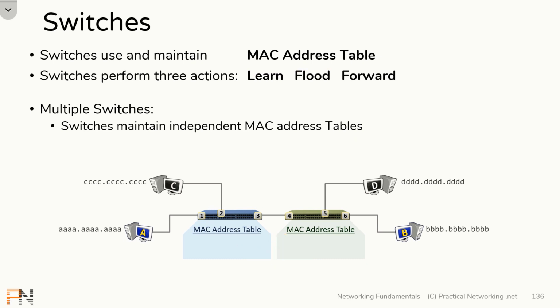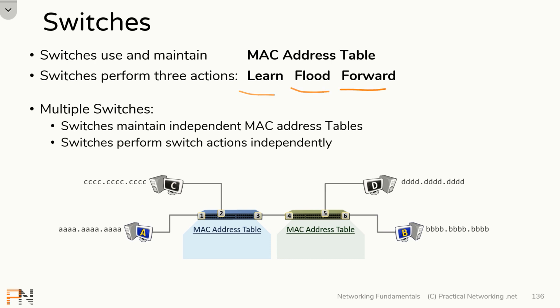They're simply both going to perform these three actions and populate their own independent MAC address table. And I'm going to show you how that works by showing you everything that occurs for a frame to go from host A to host B. Now once again, this is a unicast frame. It has a destination MAC address of another host.